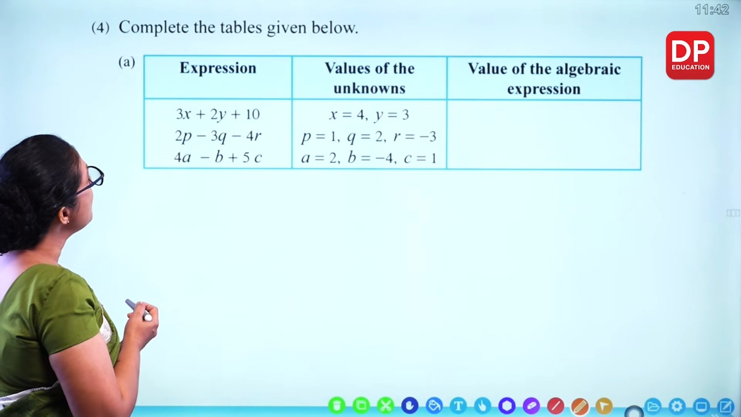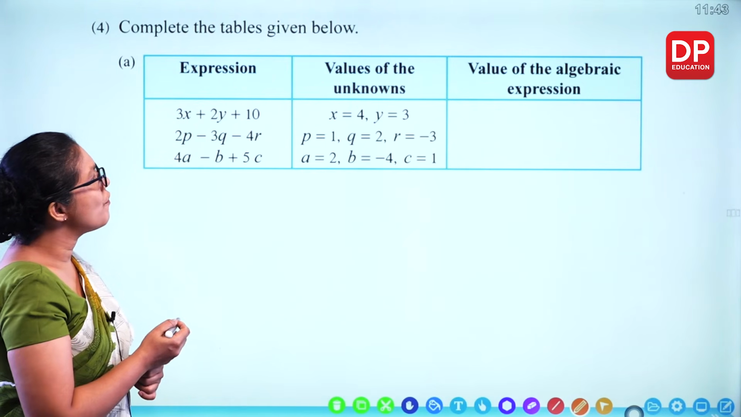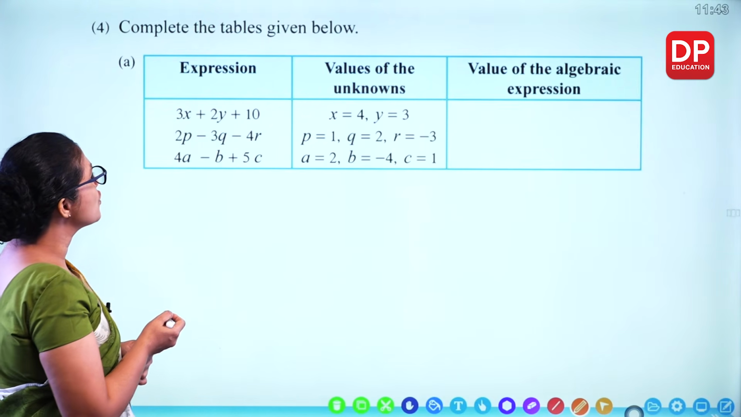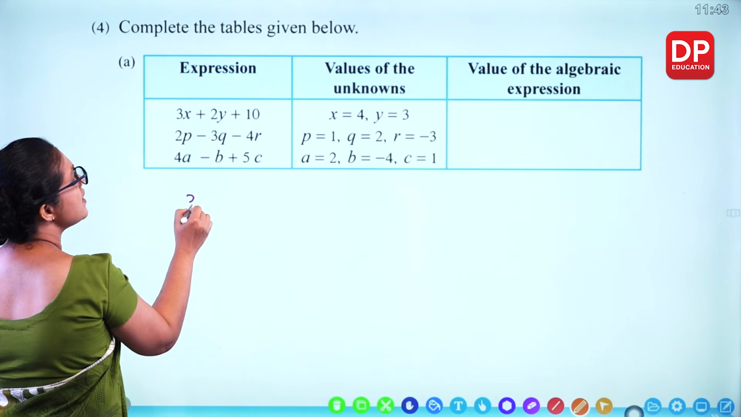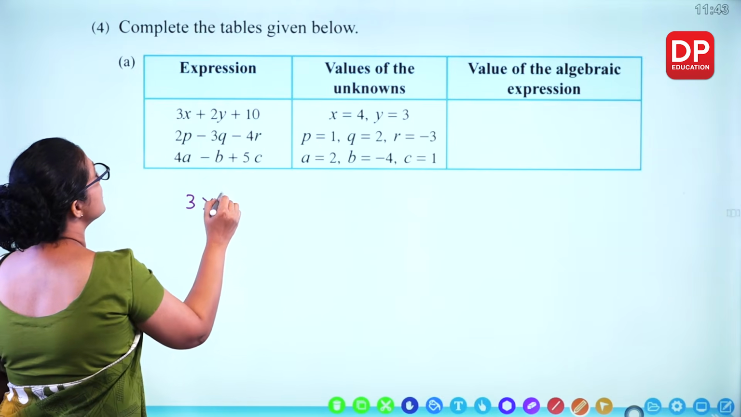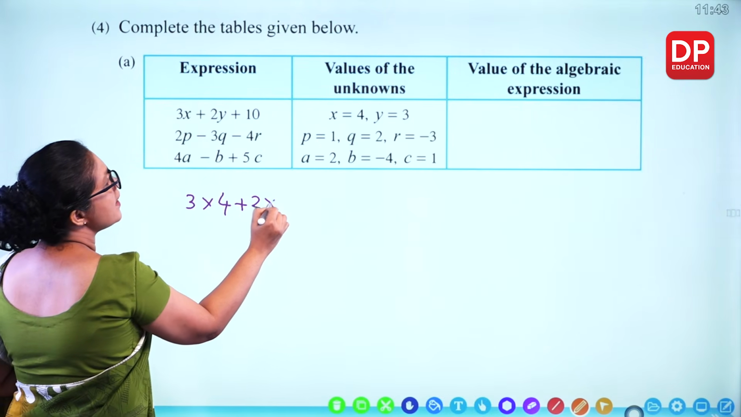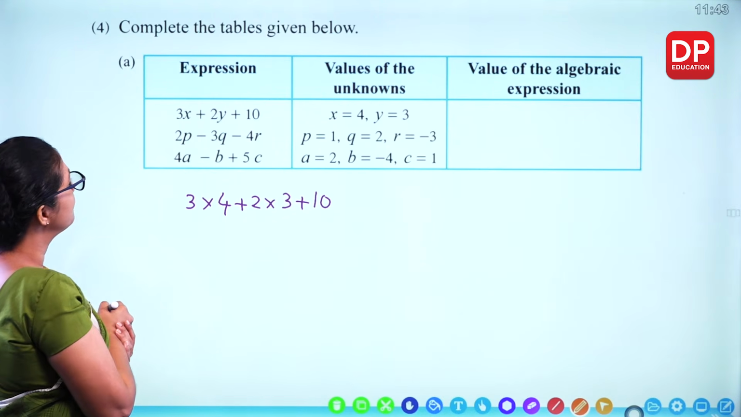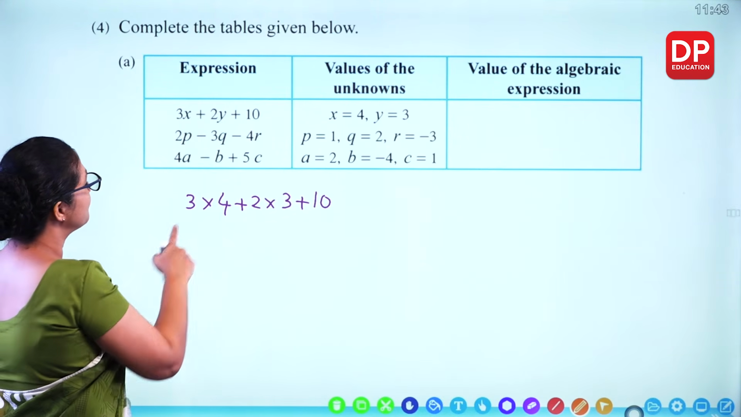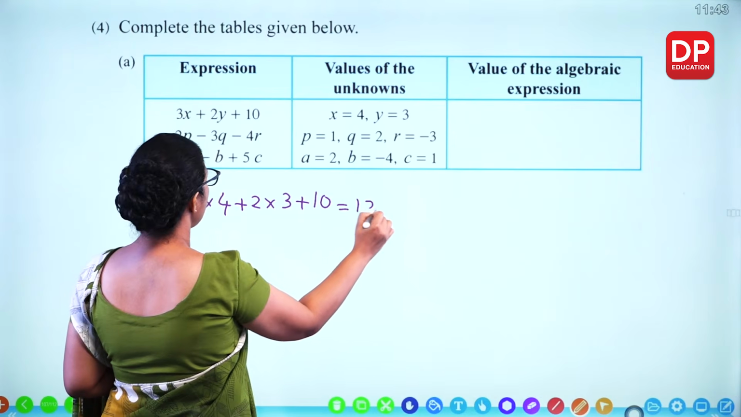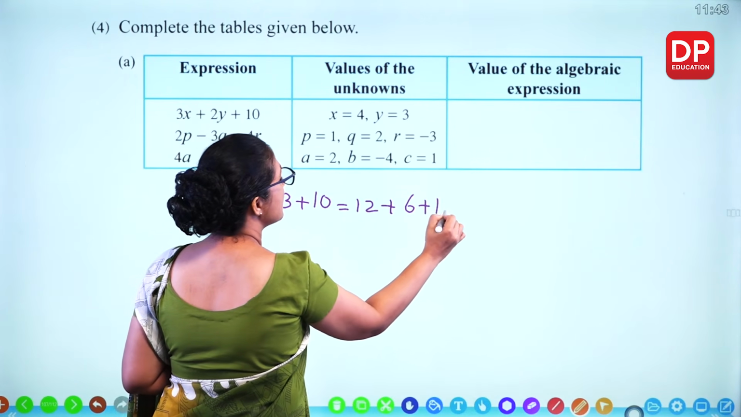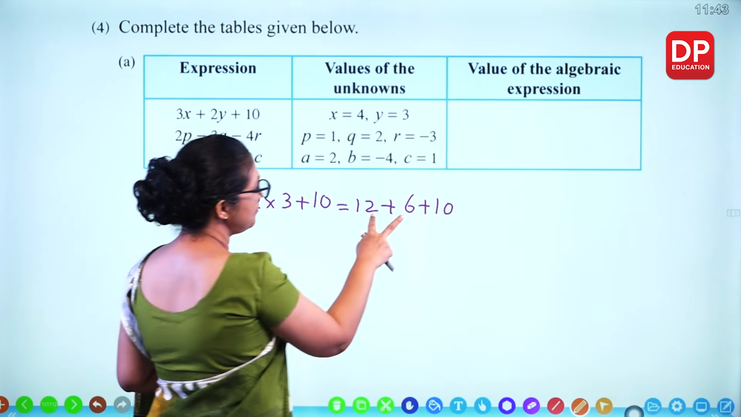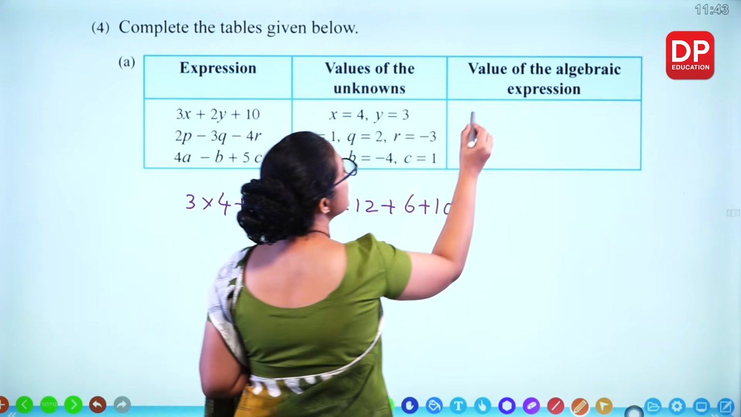Complete the table given below. Expression is there, value of the unknowns, value of the algebraic expression. So you have to substitute. We'll do separately. 3 times x is 4, y is 3 and 10. What's the value? 12, 6 and 10. 22 plus 6, 28.